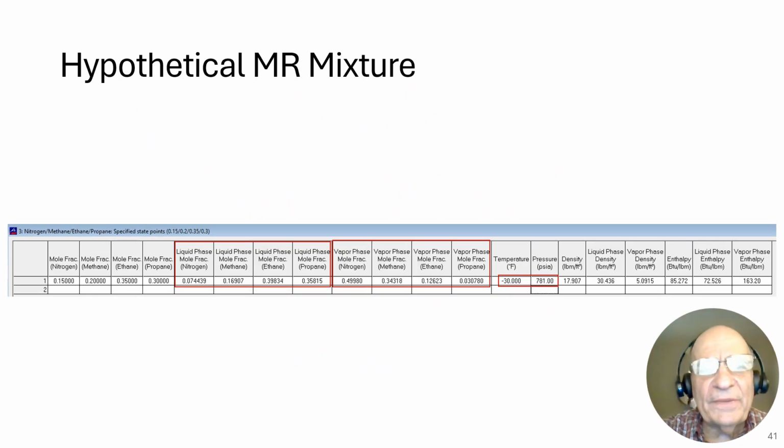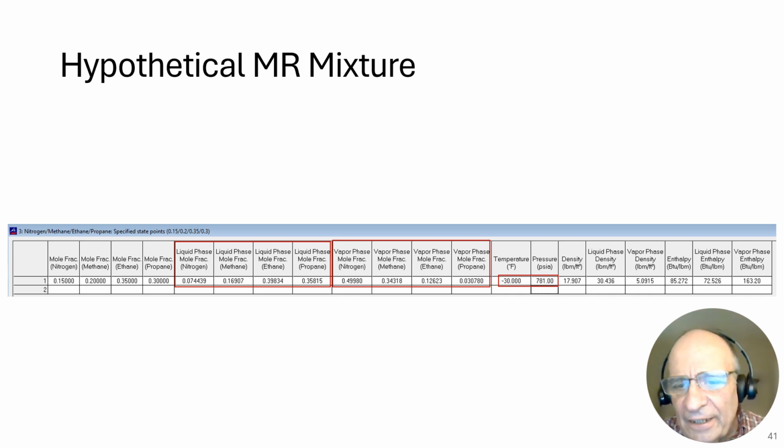Here I'm showing a hypothetical mixed refrigerant. This mixed refrigerant consists of nitrogen, methane, ethane, and propane, and the composition is 15 molar percent of nitrogen, 20 molar percent of methane, 35 molar percent of ethane, and 30 molar percent of propane. And that's shown down here as the total molar percentage: 15 of nitrogen, 20 of methane, 35 ethane, and 30% of propane.